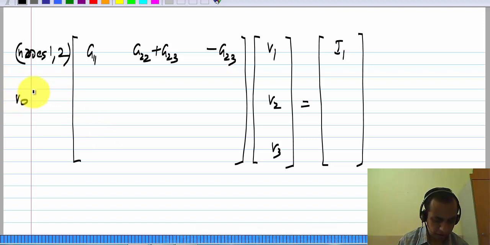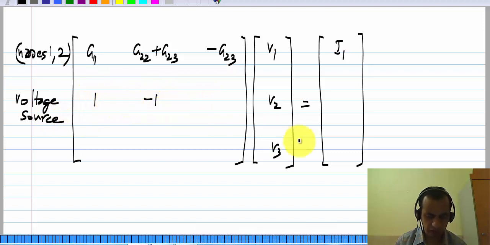And the second equation is for the voltage source. It says that V1 minus V2. Remember, this is matrix multiplication. This number multiplies that, this one multiplies that. V1 minus V2 equals V0, the voltage of the voltage source.